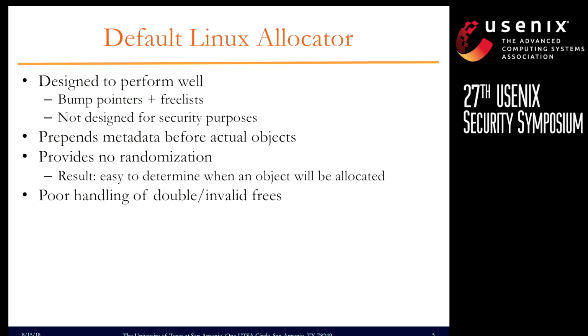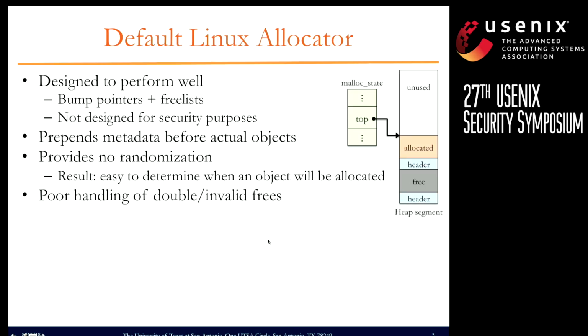So first, we should talk about the default Linux allocator and why we need secure allocators. The Linux allocator was designed to perform well as a general-purpose allocator and combines bump pointers and free lists to manage heap objects. A free list is simply a linked list of deallocated objects, and a bump pointer points to the top of the heap, which represents the next unused portion of the heap. So I have a simple example here of a bump pointer modeled after the Linux allocator. You can see that this state represents the bump pointer immediately prior to an allocation request. And this is after. So you can see this is a very fast and simple mechanism.